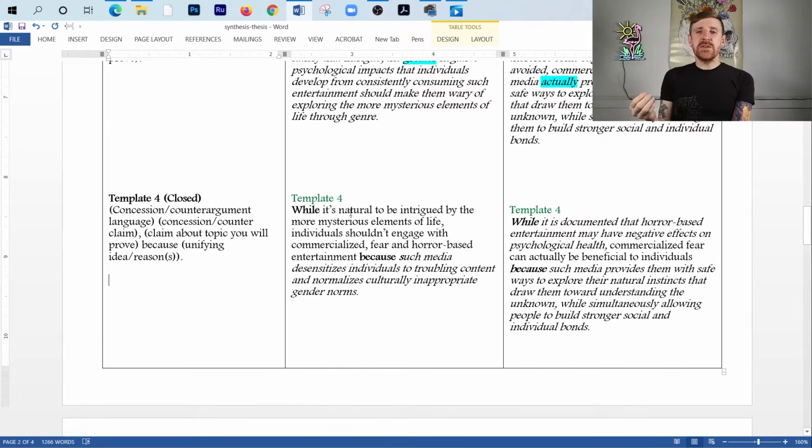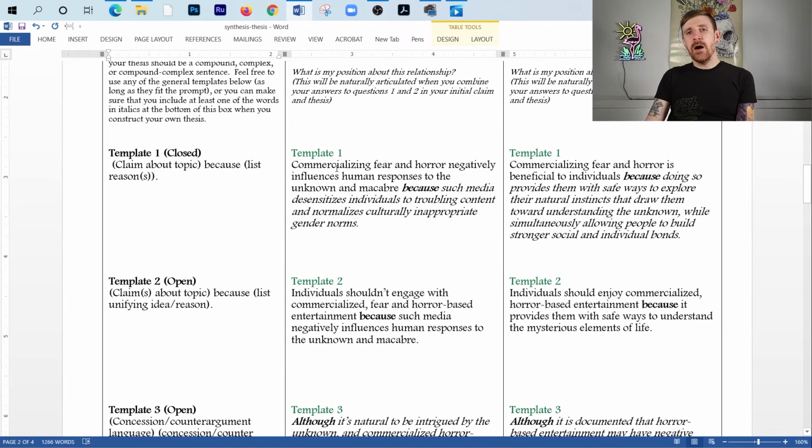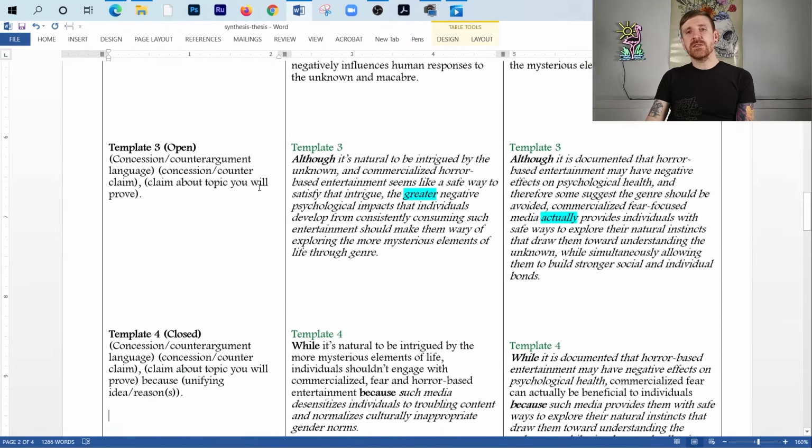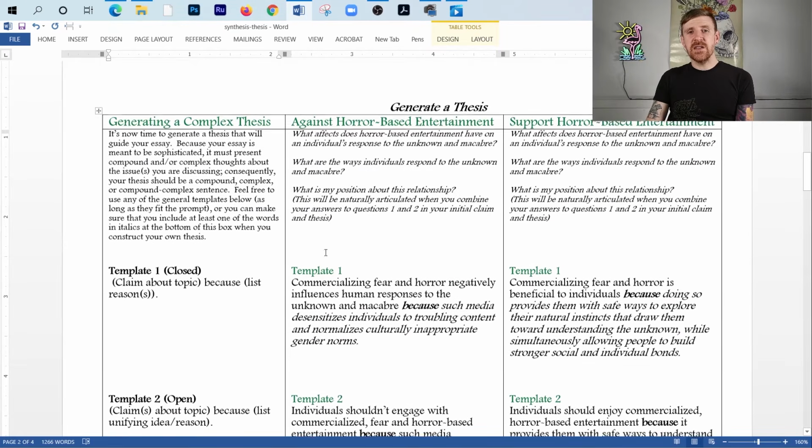While it's natural to be intrigued by the more mysterious elements of life, individuals shouldn't engage with commercialized fear and horror-based entertainment because such media desensitizes individuals to troubling content and normalizes culturally inappropriate gender norms. And you'll notice that you'll be like, wow, I feel like you've read that thesis before. And of course I have, because all I'm doing is building on my templates here to make them more complex.